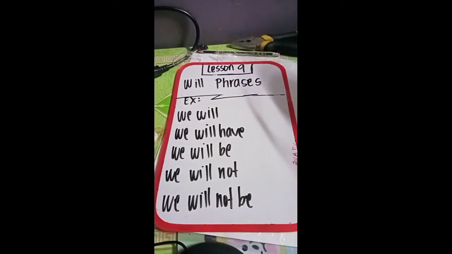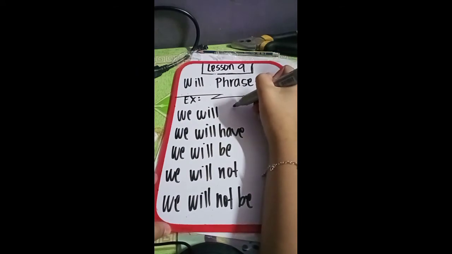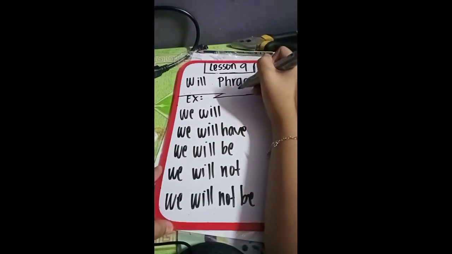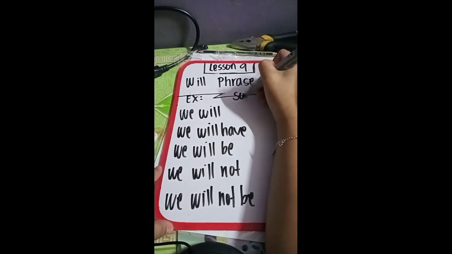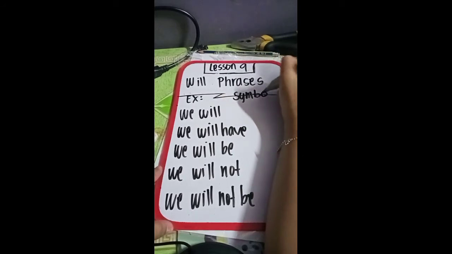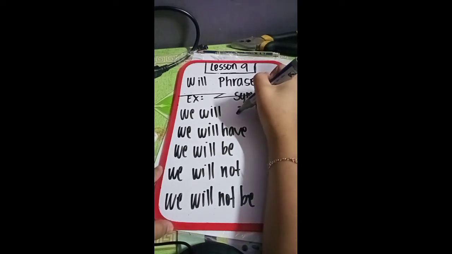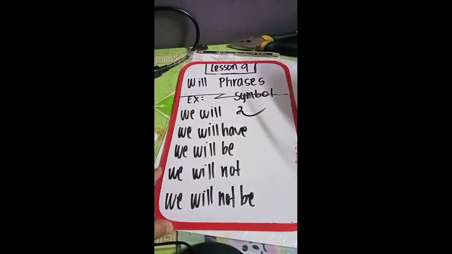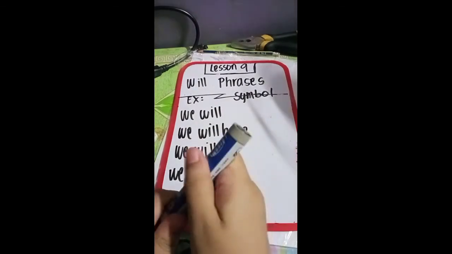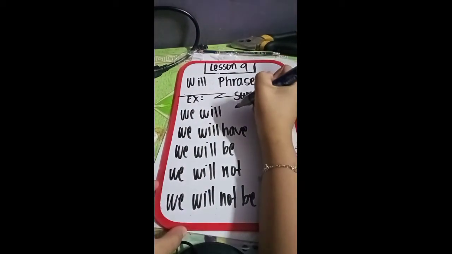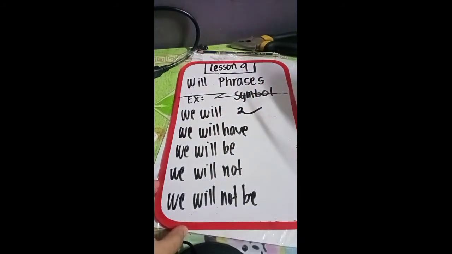So let's proceed to the will phrases. Again, I have 5 examples here. First is "we will." This is how we are going to write the symbol of "we will." U-I-L, we will. Again, U-I-L, for we will.